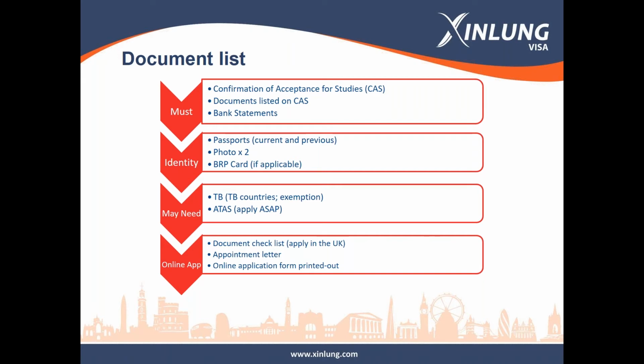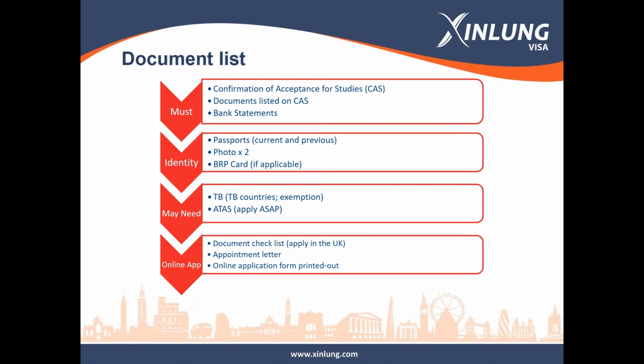First of all is the Confirmation of Acceptance for Studies, and we call it CAS. CAS is essentially the unconditional offer issued by the university to confirm that they will accept you onto the course, with all the details. We will talk about CAS later on. Another essential element is the documents listed on the CAS, which refers to the evidence that you submitted to the university in order for them to give you the place. The CAS will state very clearly how they assessed these documents, and if they are listed on the CAS, in our visa application we must include the original documents.